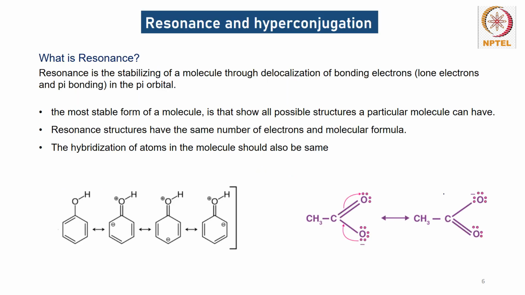Now the next topic we will discuss is resonance and hyperconjugation. Now you know about aromaticity, how the pi electrons move throughout the ring; that is called resonance. Whoever has better movement of electrons has better resonance, and that system is more stable. Resonance is the stabilizing of a molecule through delocalization of the bonding electrons in a pi orbital. So the pi bonding electrons move throughout the system, and the molecule gets some stability.